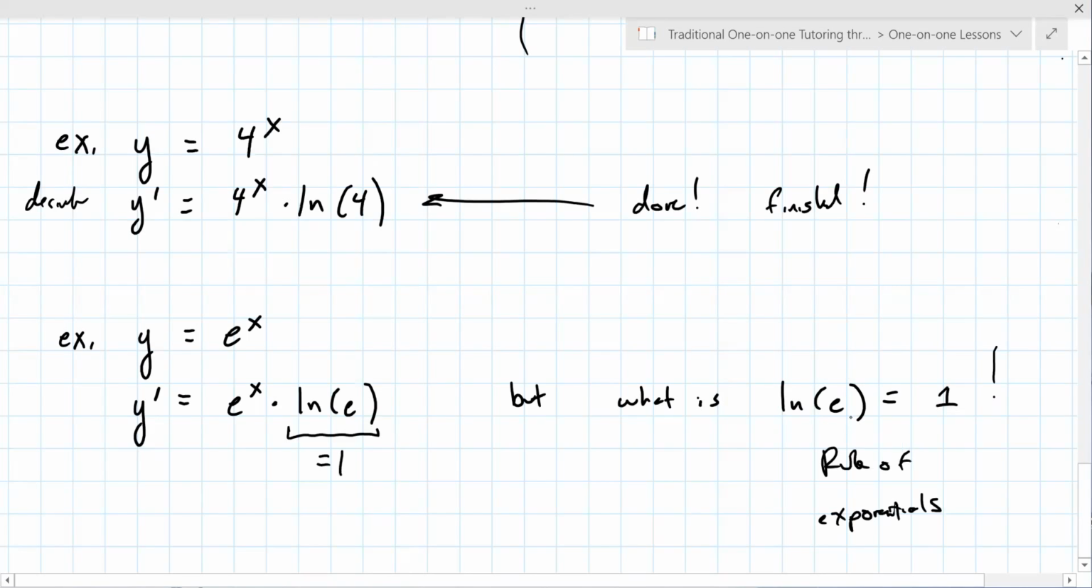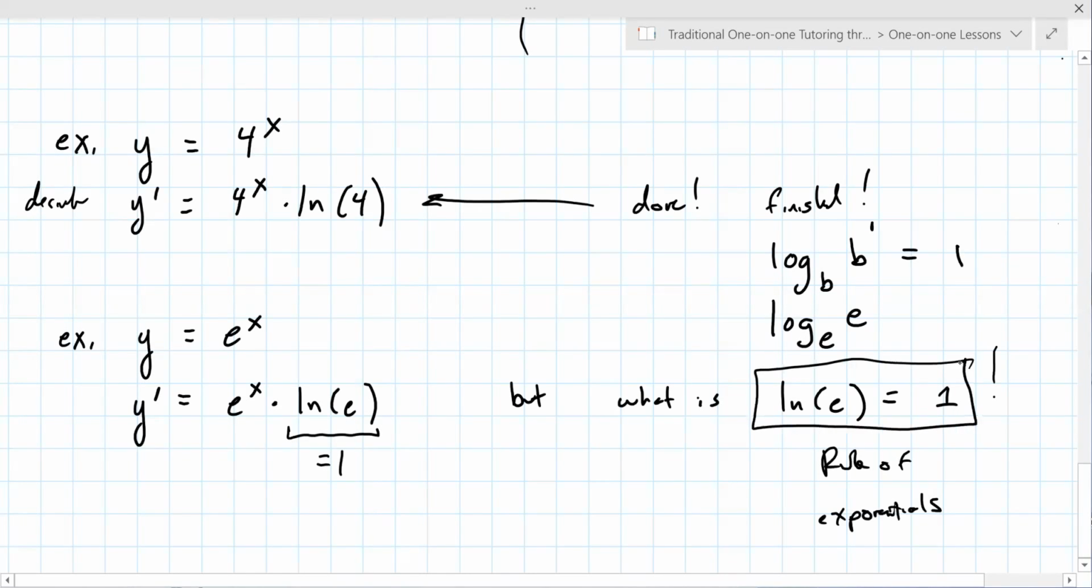This is something you're supposed to know going into it, but it's because this natural log of e is really log base e of e. And whenever you have the log base b of something that's b, it equals 1. So this is a property of exponentials and logarithms.